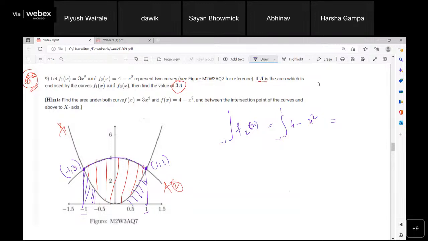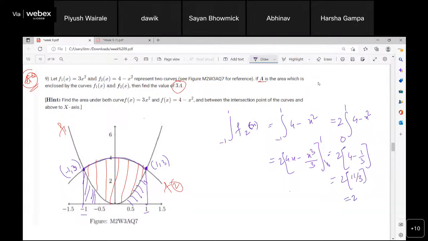It would be 0 to 1 of 4 minus x square, because it is an even function, right? If I replace x by minus x, I will get f of x only. So it will be 4x minus x cubed by 3, that is twice, from 0 to 1. Just put the value here. So twice of 4 minus 1 by 3. So 2 times (12 minus 1) by 3, that is 22 by 3. This is my area for f2. Now this is my area under this particular curve.